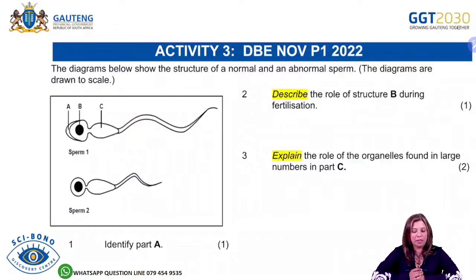So now let's look at activity 3. This question was actually asked in paper 1 in the November paper, the final paper. They won't just give you comparison questions or a diagram of the ovum. They will get a little bit more tricky with these questions, so you have to be on top of your game.